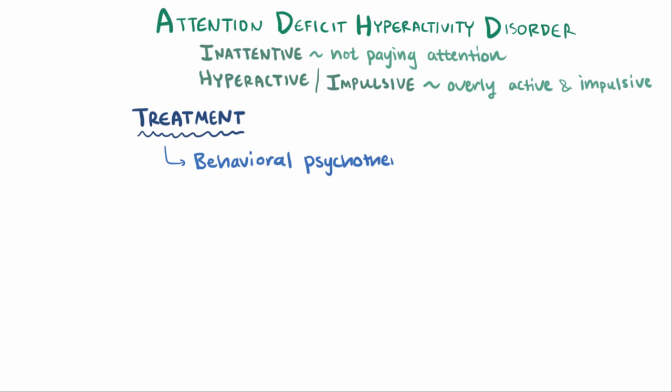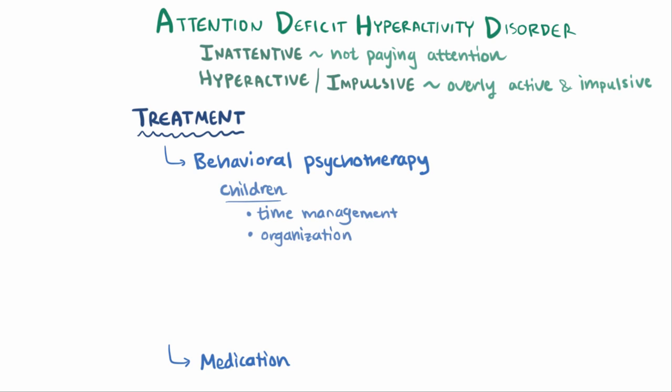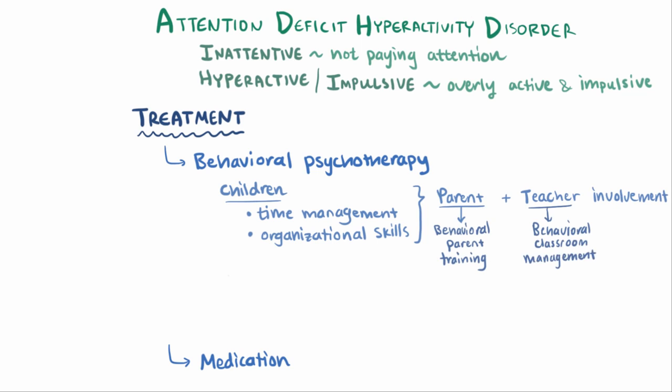Now, treatment for ADHD can be tricky, since symptoms might vary from patient to patient, although it most often involves either behavioral psychotherapy, medication, or both. Behavioral psychotherapy is often targeted at children and focuses on teaching the child better time management and organizational skills. For example, having structured routines that they can follow, and then giving rewards when they stick to those routines. Also, involving both parents and teachers is important, and both behavioral parent training and behavioral classroom management have been shown to be helpful for children with ADHD. For adults, behavioral psychotherapy might focus on ways of decreasing distractions and also improving organizational skills.